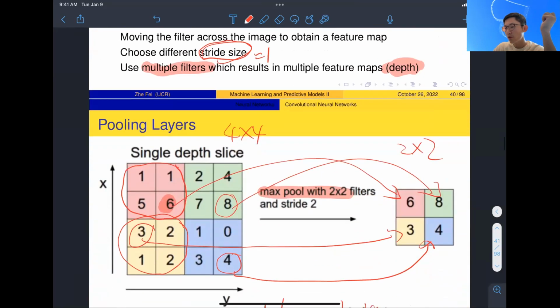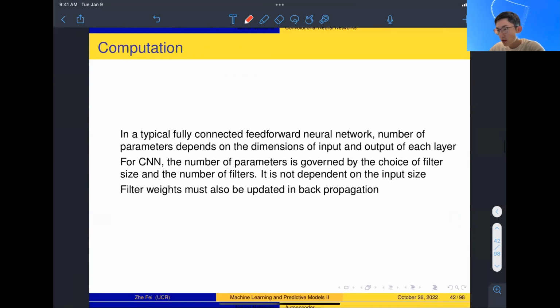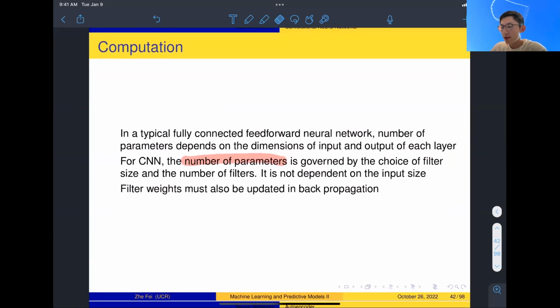Okay, so let's move on to see some additional materials. There are some computational concerns, and I think one key point we want to keep in mind is that for CNN models, the number of parameters is much smaller than a fully connected feed-forward model, because given a filter, you only apply the filter to your whole input image. So the number of parameters is dependent on the filter, but not dependent on the input.